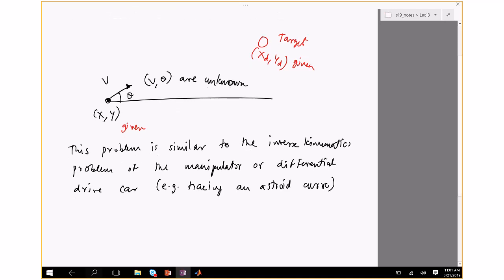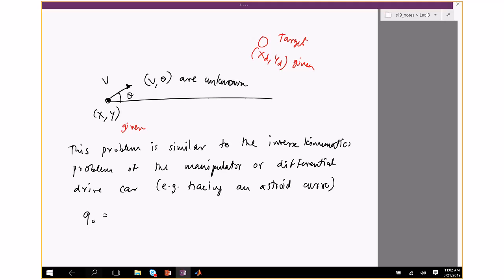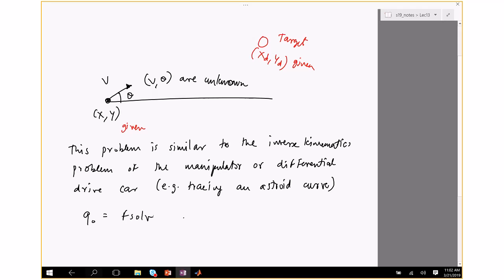So what we want to do is find q0, which is our unknown. In this case it's going to be v and theta. You invoke fsolve, which requires you to give the constraints, and I'll tell you what the constraints are. The initial guess: how do you want to start, with what velocity and theta you start the problem. The closer you are to the actual solution, the better it would be, but it's not required. And then options and parameters.